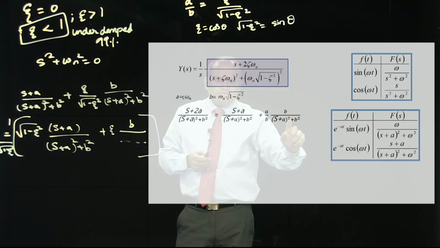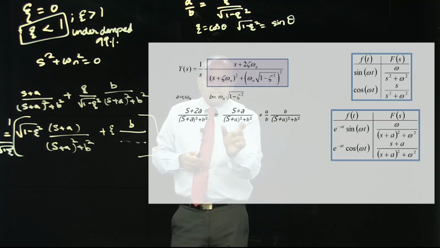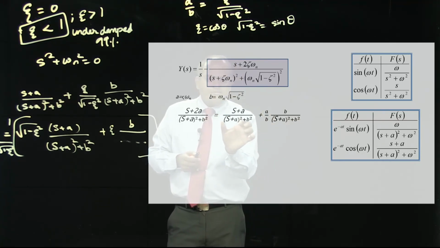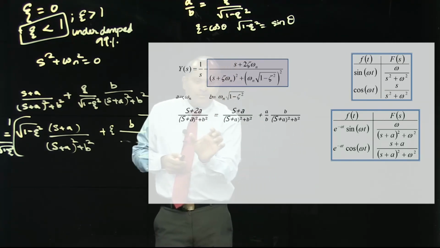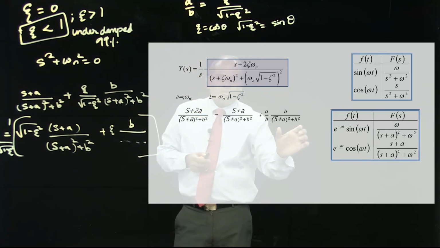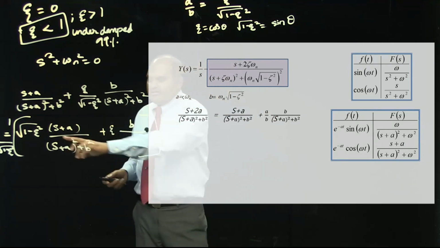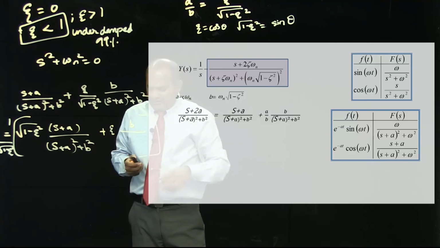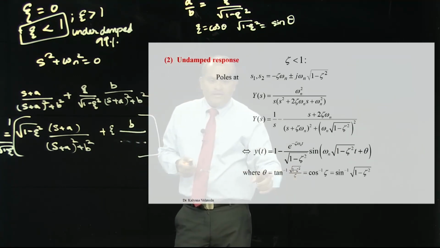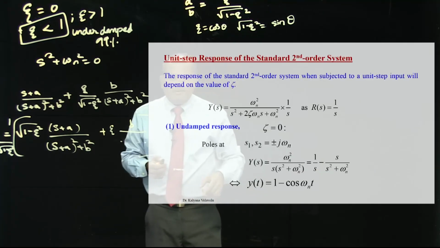So, I get a by ((s plus a) square plus b square). Now I can use the inverse Laplace transform. This becomes e power minus a t cos b t, and this becomes e power minus a t sin b t. And then, if you read it in this form, this becomes sin theta and this becomes cos theta, if you take eta is equal to cos theta. So, sin theta will be root of 1 minus eta square.